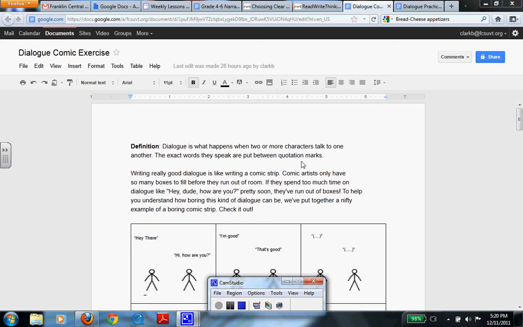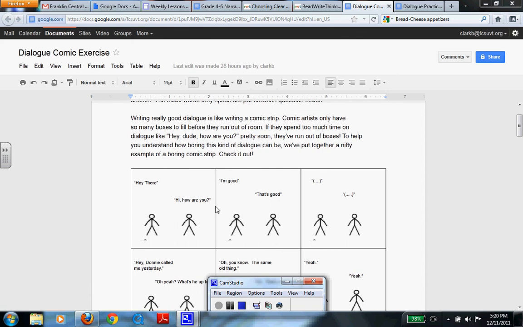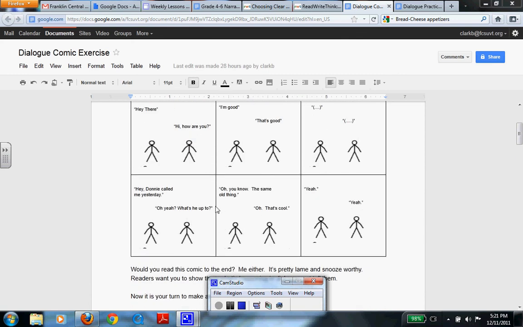Writing really good dialogue is like writing a comic strip. Those comic artists only have a few boxes, and they have to put as much dialogue as they can into those few boxes to make it fit or make it worthwhile. So if you look at the boxes below, you'll see an example of a comic.